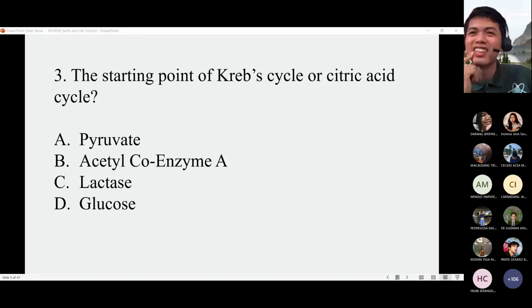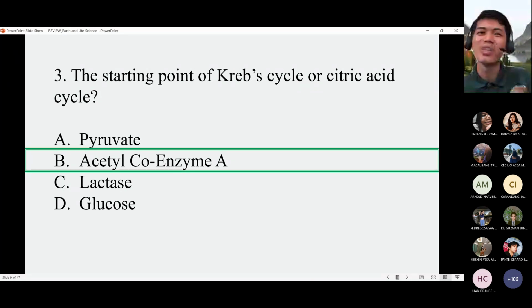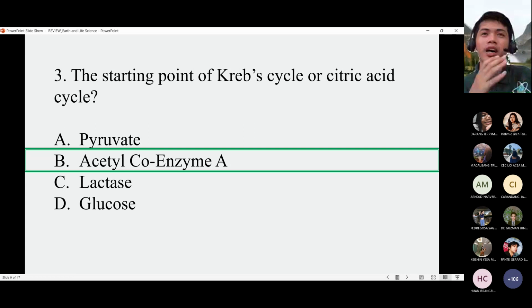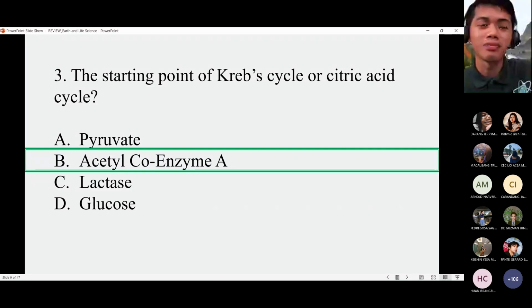There, we have one. Okay, the correct answer is letter B. That's acetyl coenzyme. Take note that the Krebs cycle occurs after oxidation of pyruvate. Now, without acetyl coenzyme A, the Krebs cycle would not work. Now, let's dig deeper into each part of the cellular respiration. One of the parts, of course, the Krebs cycle.